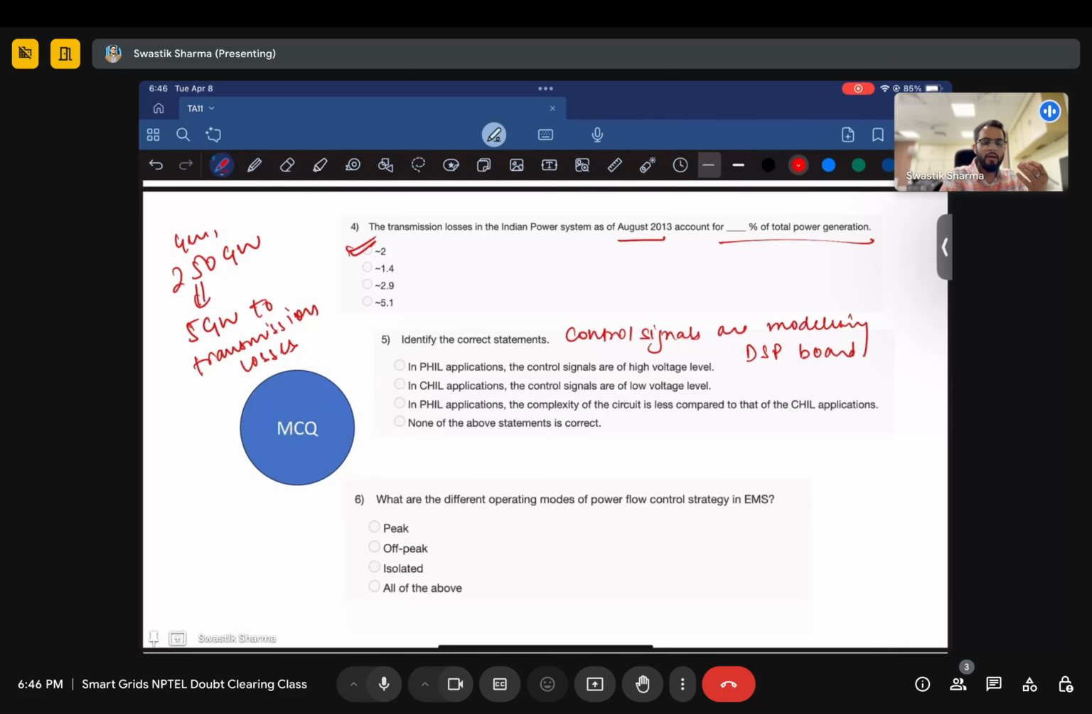So Arduino has how much voltage level? Plus minus 5 volts, right? So it's very low. It's low voltage, right? So the control signals are always of low voltage level. So the correct answer is B.